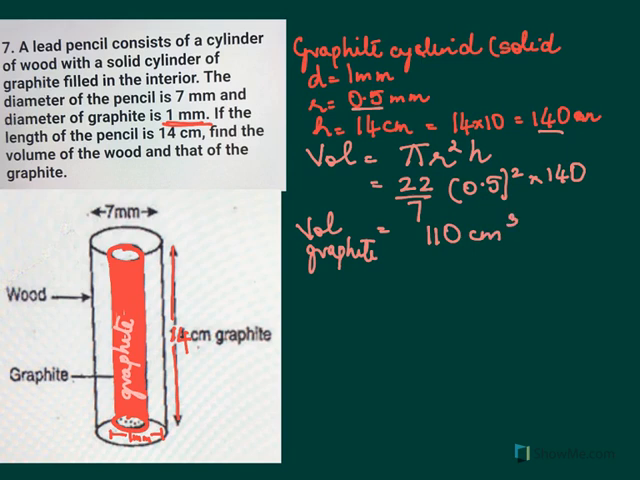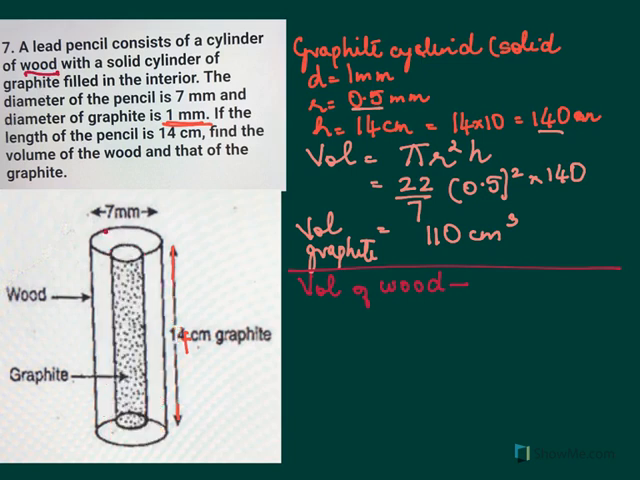Now we go to find the volume of the wood. Remember now this one part is done. We're doing volume of wood. Now the wood is a hollow cylinder. Wood is in this part. Okay, it's not completely filled. It's in the outer part.